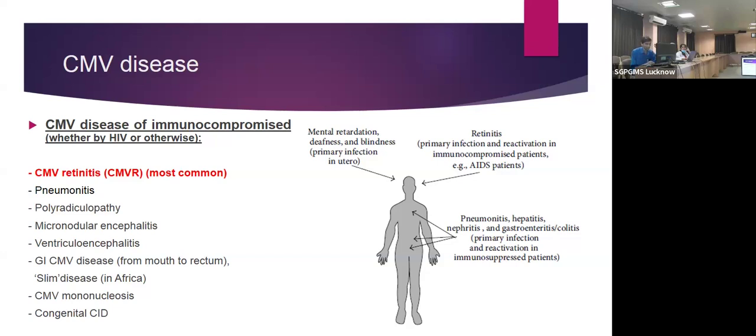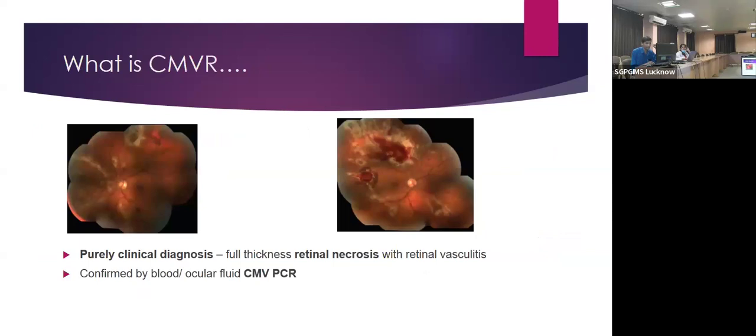Therefore, I am just talking about CMVR. CMV retinitis is a purely clinical diagnosis, and the one constant feature is full thickness retinal necrosis with retinal vasculitis, either on the venous side or the arterial side. These white areas you are seeing on the screen are the full thickness retinal necrosis. Because of vasculitis there may be hemorrhages and exudates.